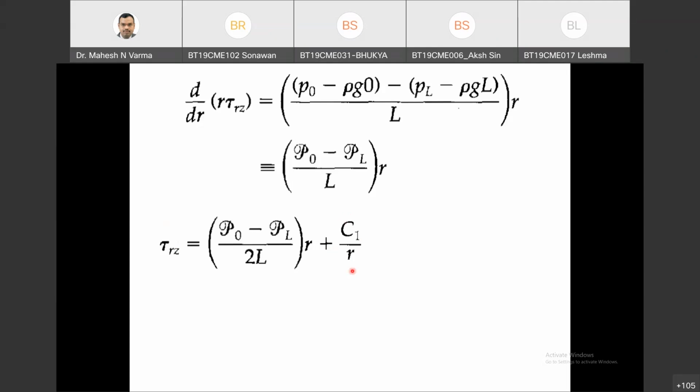Here at R equals 0, tau rz is undefined. If C1 is there, this term is there, so at R equals 0, tau rz is undefined. So I will eliminate this. This is called a logical boundary condition. What is this logical boundary condition?